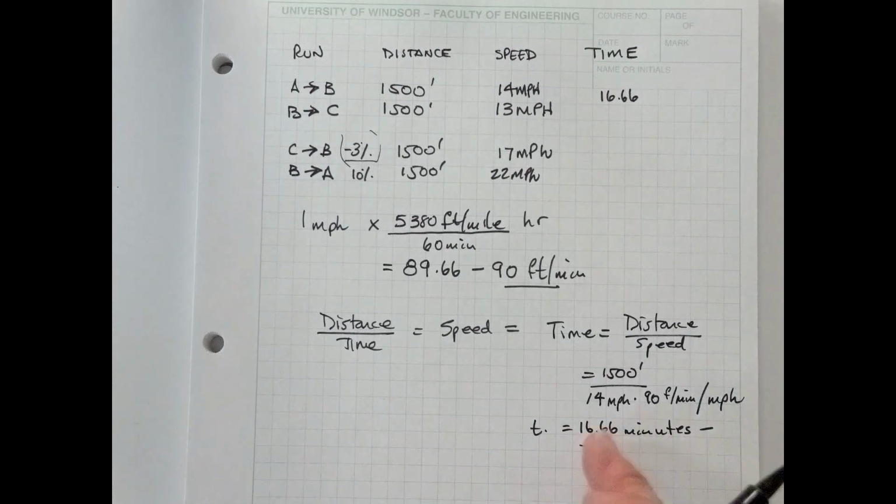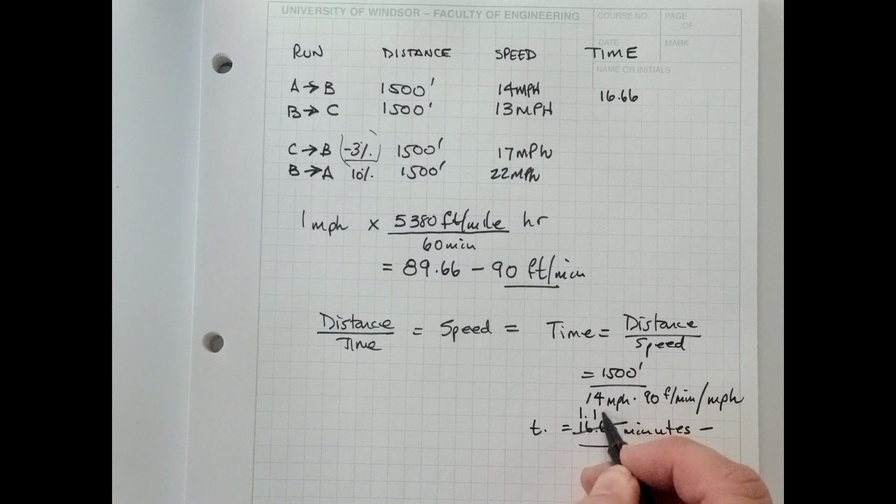and I'm not convinced of that number. Hold on a second. Let's take a look. Right, 1,500 divided by 90 is divided by 14. That helps, Kevin. 16.66 minutes is 1.19 minutes.